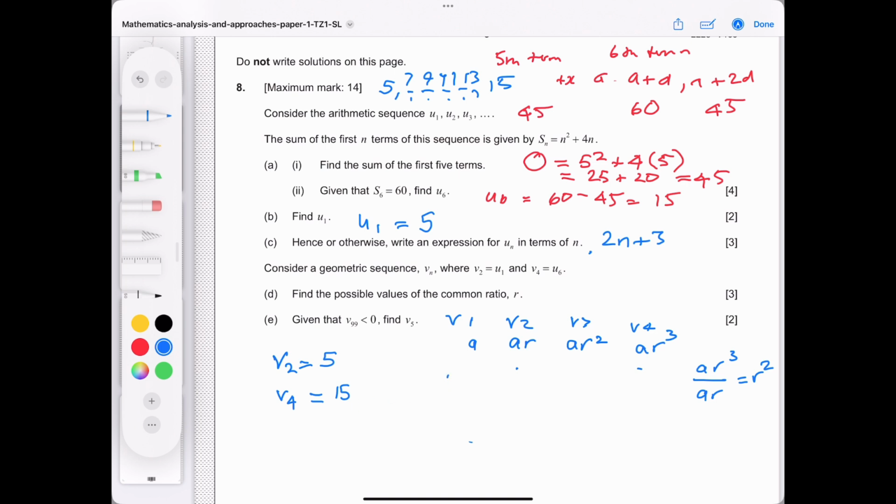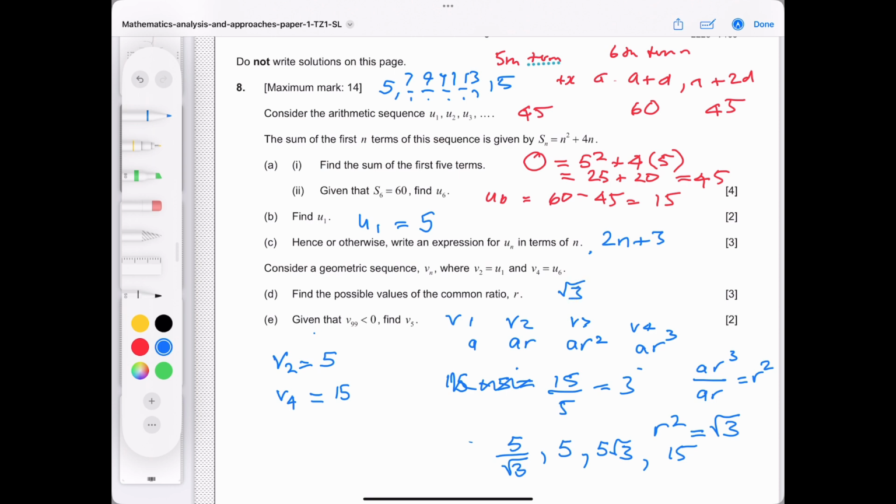So the difference between 15 and 5, in this case we're using proportion, so it's 3, so we know that R squared equals 3, so R equals root 3. So I'm assuming the beginning would be 5 over root 3, then we times it by root 3 and we get 5, then we times that by root 3 and we get 5 root 3, and then we times that by root 3 and we get 15, and that would be how it carries on. So the common ratio would be root 3.